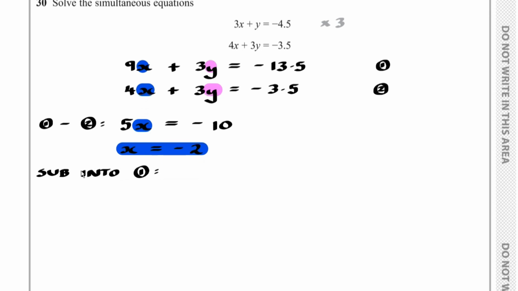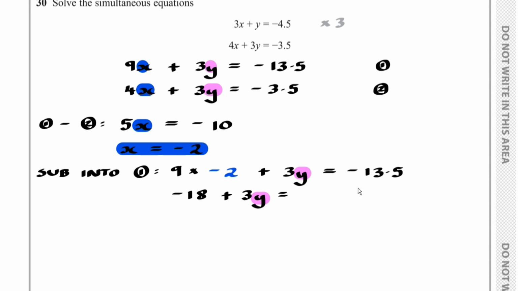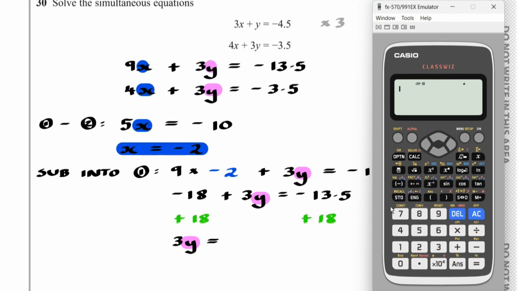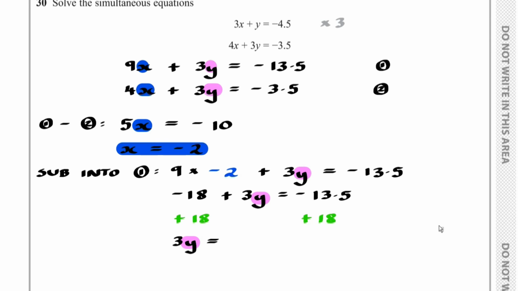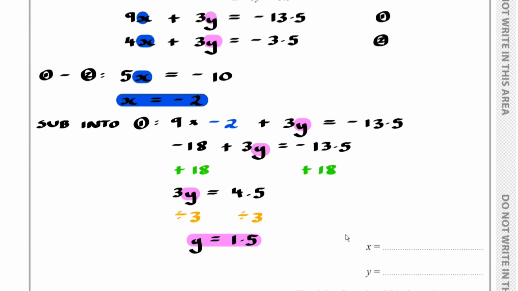What we will now do is substitute this value of x back into equation 1. So I've got 9 multiplied by negative 2, plus the 3y equals negative 13.5. Negative 18 plus 3y equals negative 13.5. And if I add 18 to both sides, I've got 3y equals, now here I've got negative 13.5 plus 18, which is 4.5. So I've got 3y, which is 4.5. So if I divide both sides by 3, y is equal to 1.5. So x is equal to negative 2, y is equal to 1.5.